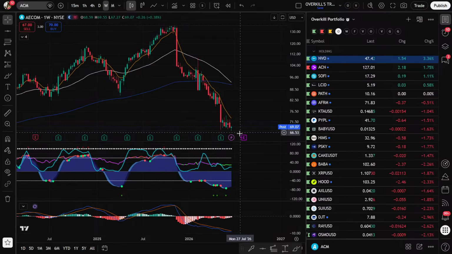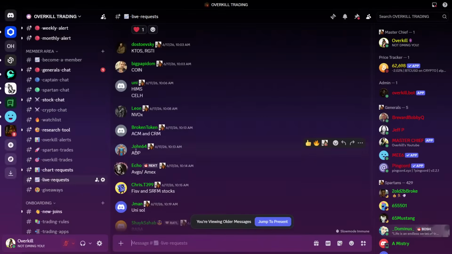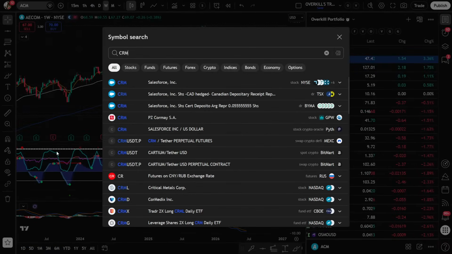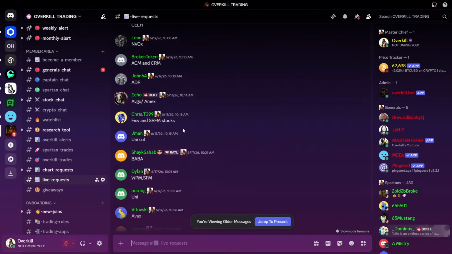Again, way down in the gutter. Buying it at a massive discount according to the 40-year average. We'd be a buyer of that thing down there at 69. That looks good. CRM. CRM, I got stopped out of this at 160. Just looking for the signal there on CRM.